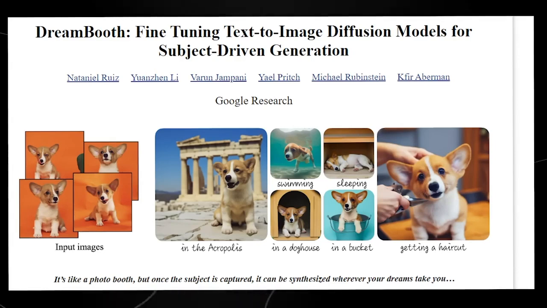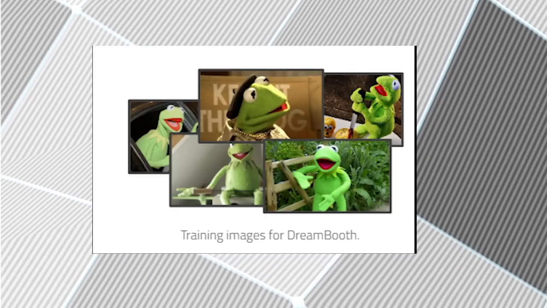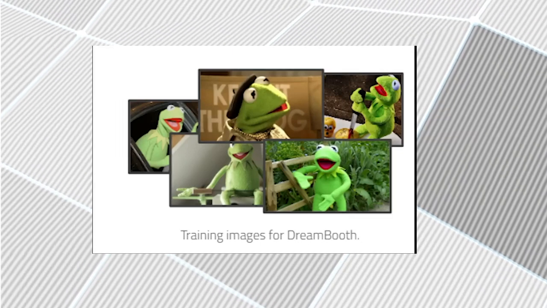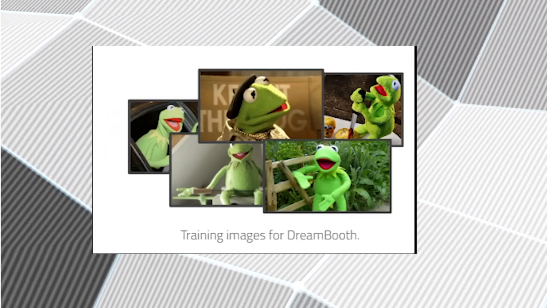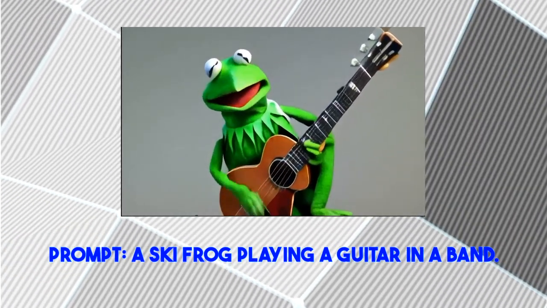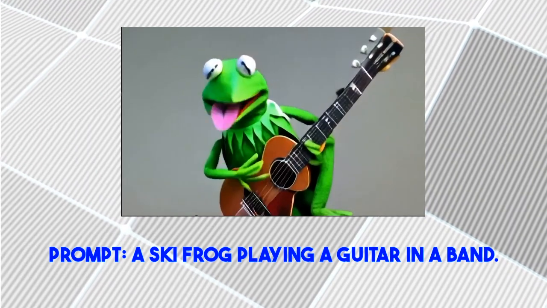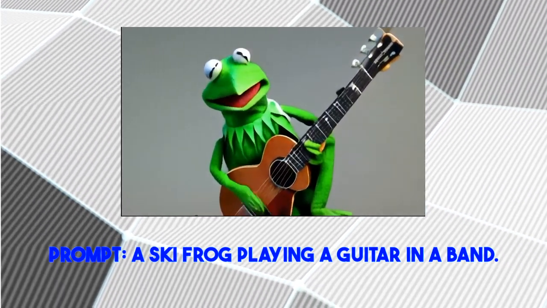The reason I mentioned Dream Booth, an existing technology, is because they attempted a similar approach with the AI video creator. In this case, the training images used featured Kermit the Frog. The text prompt provided was an SKS frog playing a guitar in a band, with SKS referring to the specific object, in this case, Kermit the Frog.